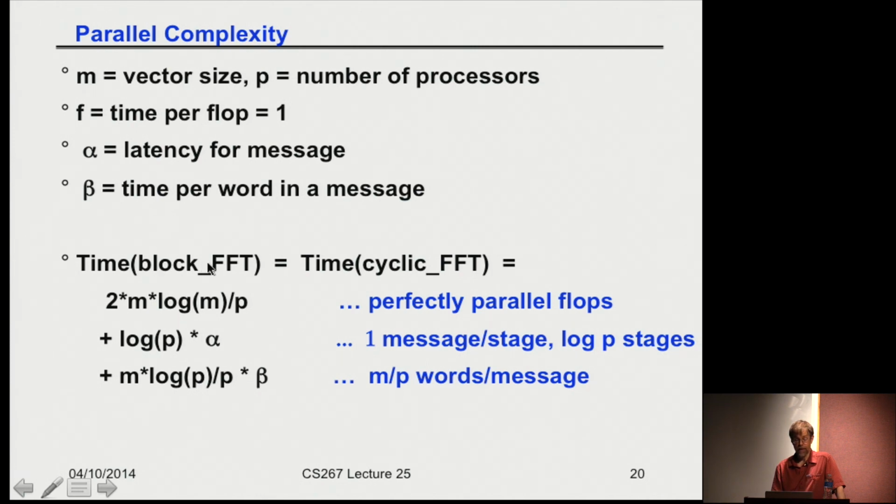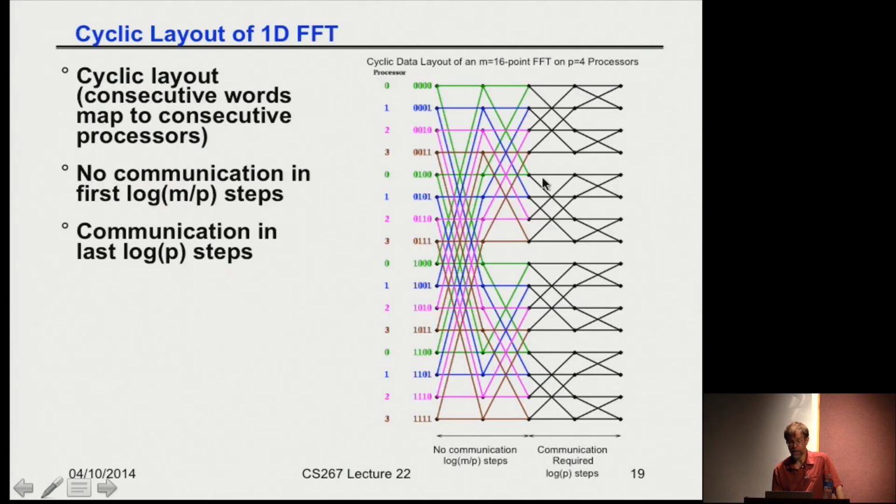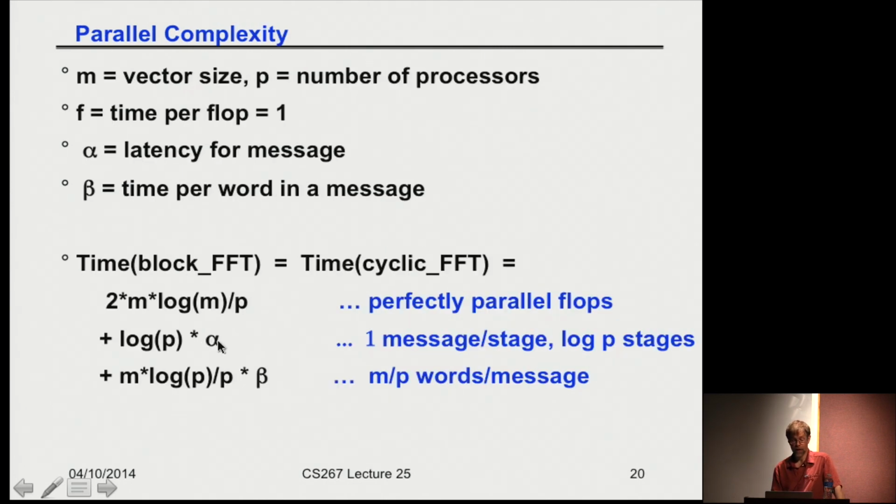So the time for either the block layout or the cyclic layout: the floating point operations are perfectly parallel because every processor does exactly one piece of the work. So it's 2m log m complex additions and multiplies, perfectly divided by p. There's going to be one message per stage because each of these black lines constitutes a message, and there's exactly log p stages. So there's log p messages, each one costs alpha.